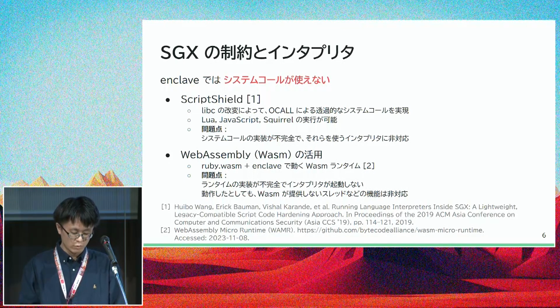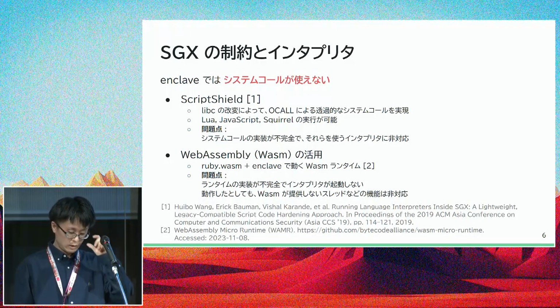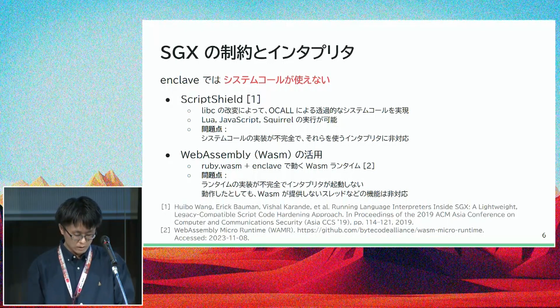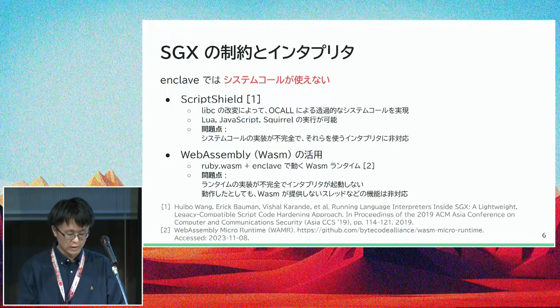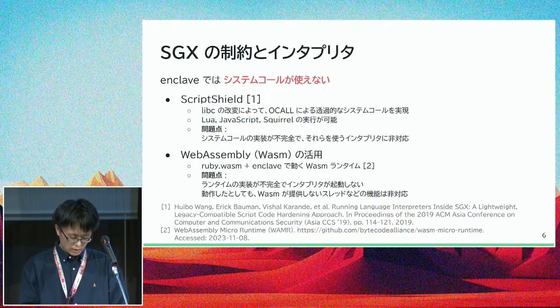There are other options where assembly and WASM can be utilized. In Ruby, the interpreter itself can actually compile to WASM, and if a WASM runtime can be combined with that, Ruby execution in an enclave will be made possible. Having said so, I tried this particular method. The WASM runtime implementation was not sufficient. Therefore, inside the enclave the interpreter could not actually be executed.